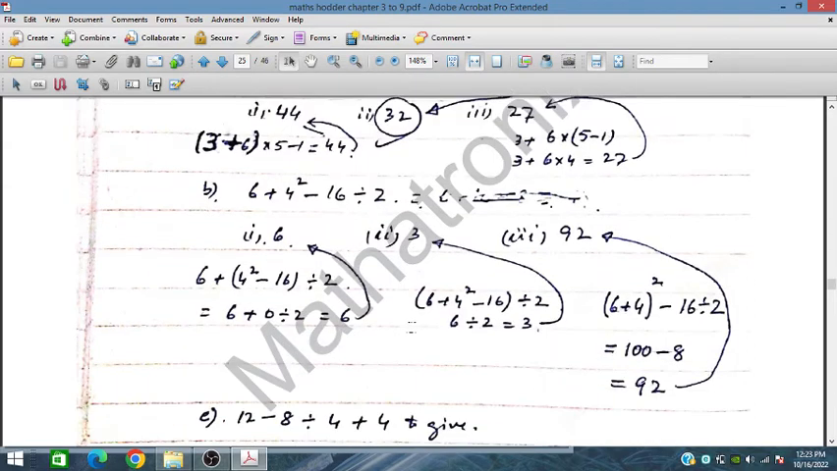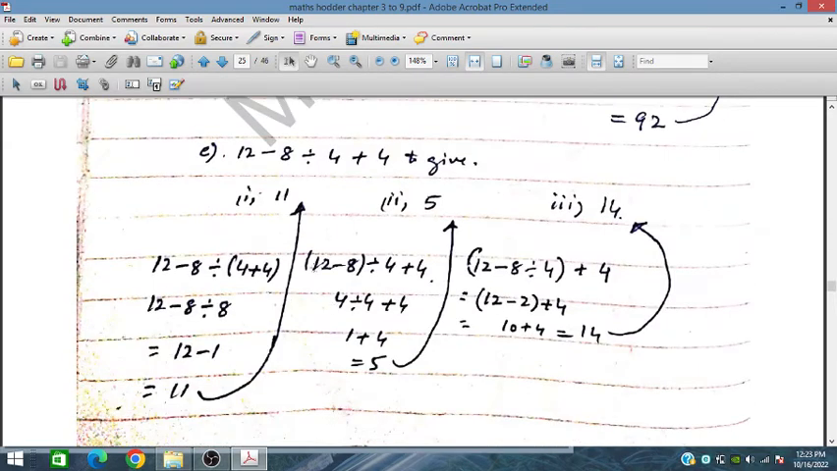Similarly for the other problems, for this one, 12 minus 8 divided by 4 plus 4 gives 11, 5 or 14. For making it 11, we have to place a bracket here. So this is 12 minus 8 divided by the bracket 4 plus 4, this becomes 8. So 8 divided by 8 is 1 and 12 minus 1 is equal to 11. So this one is equal to 11. Similarly, to make it 5, we have to place a bracket here. So this bracket gives 4, 4 divided by 4 is 1 and then plus 4 is equal to 5.